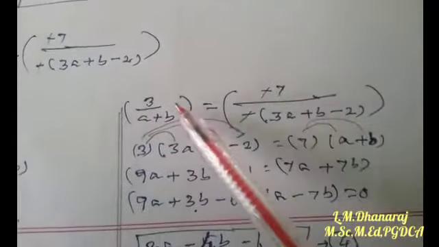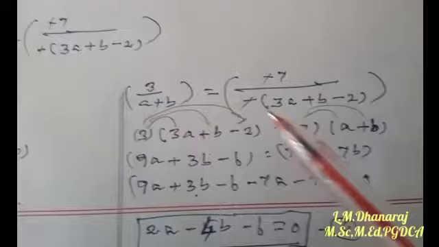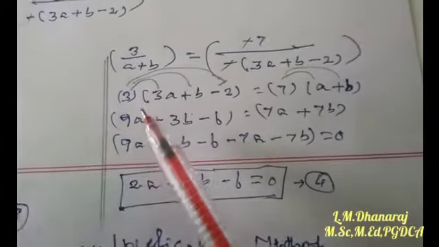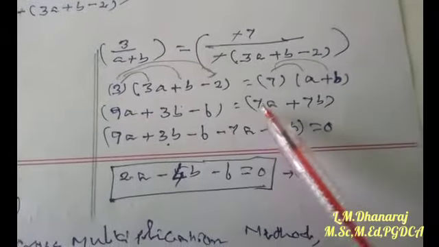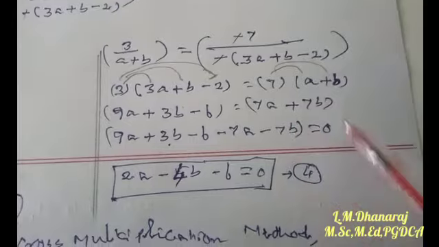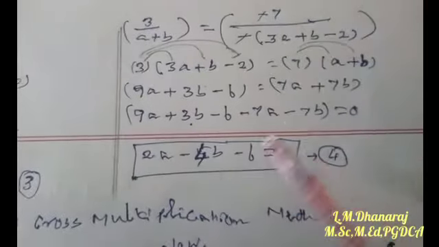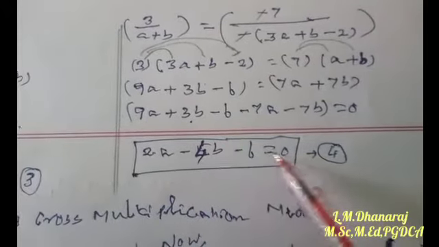Similarly, when we cross multiply, 3(3a + b - 2) = 7(a + b). We multiply each term with 3, so this is 9a + 3b - 6 = 7a + 7b. We bring everything to the left hand side: 9a + 3b - 6 - 7a - 7b = 0. Now grouping, 9a - 7a is +2a, 3b - 7b is -4b, and -6 = 0. This is equation number 4.